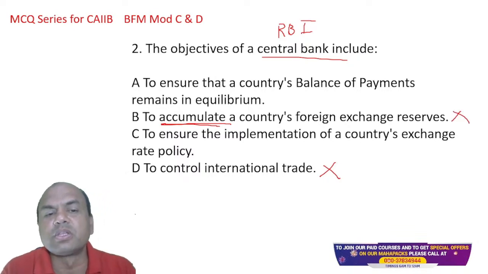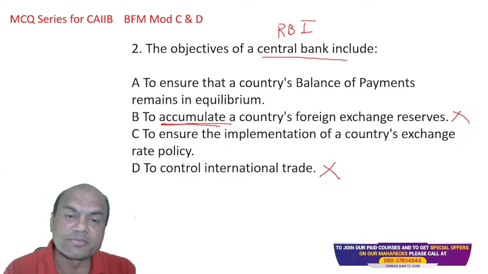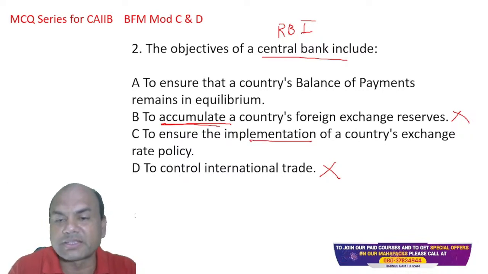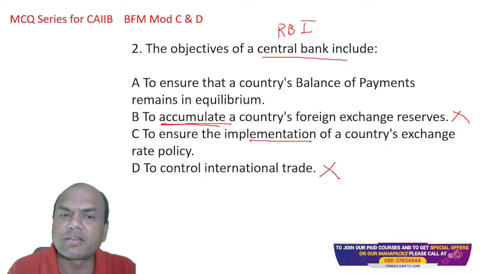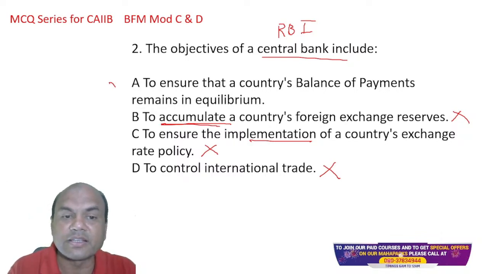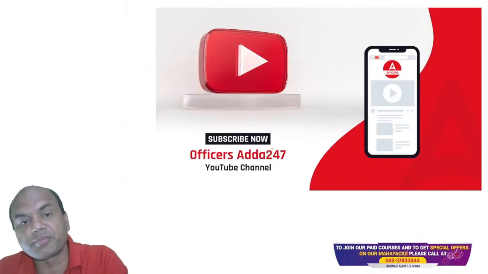Now the question is only between A and C. Ensure the country's balance of payments is in equilibrium, or ensure the implementation of the country's exchange rate policy. See, this implementation depends on individual banks. Whatever policy is there, that is done by individual banks, not by RBI. RBI gives the policies. So the answer is A: to ensure that the country's balance of payments remains in equilibrium.